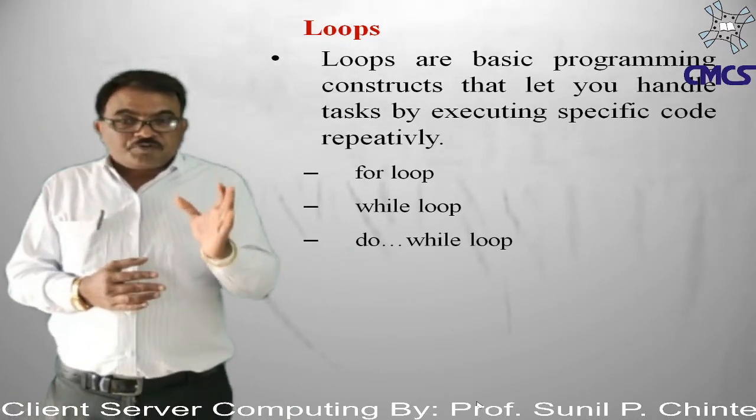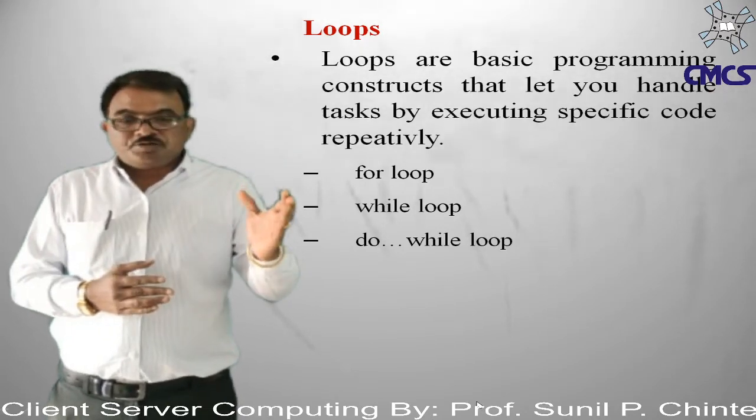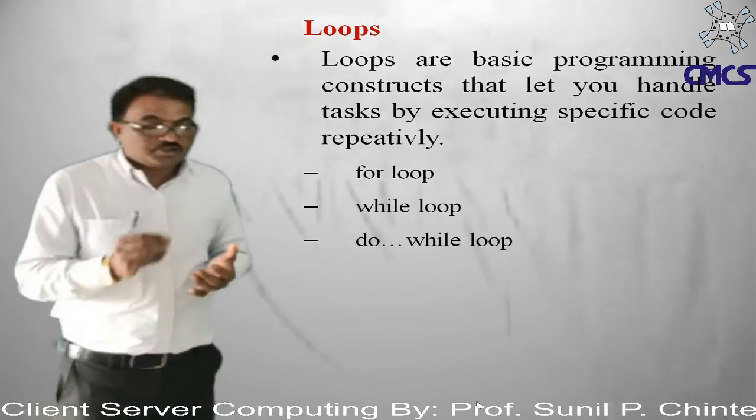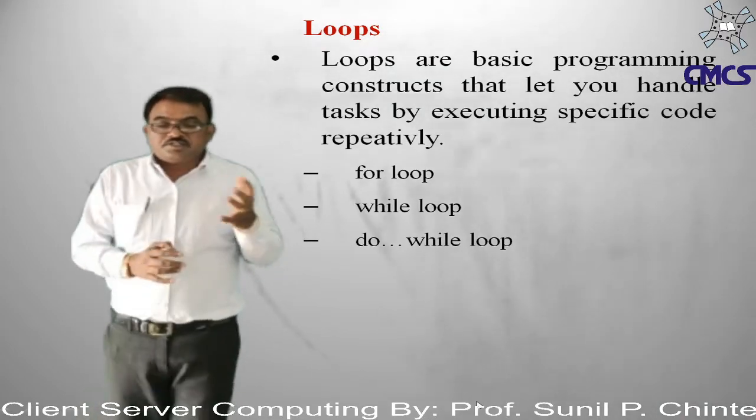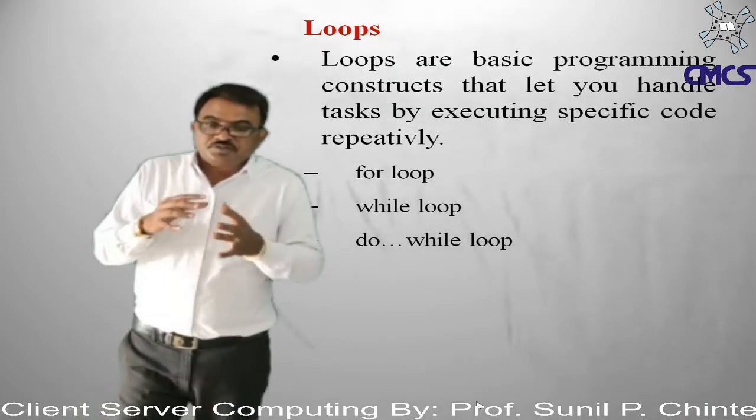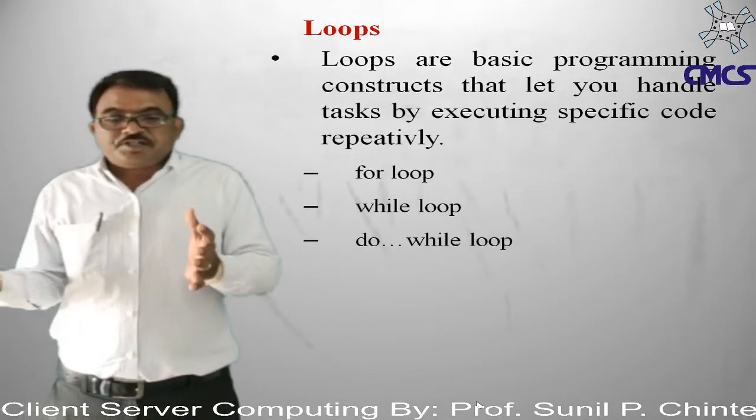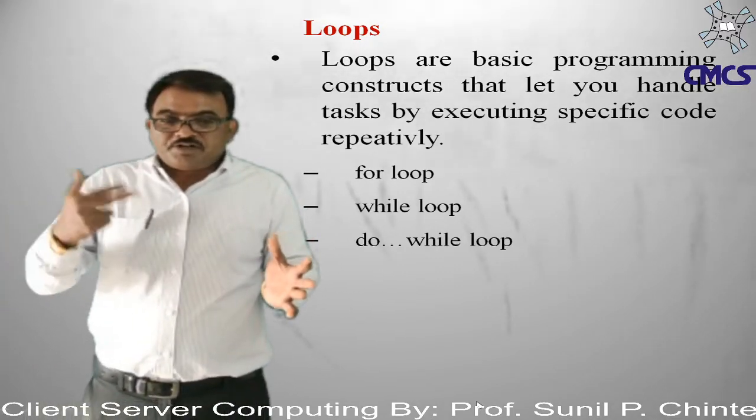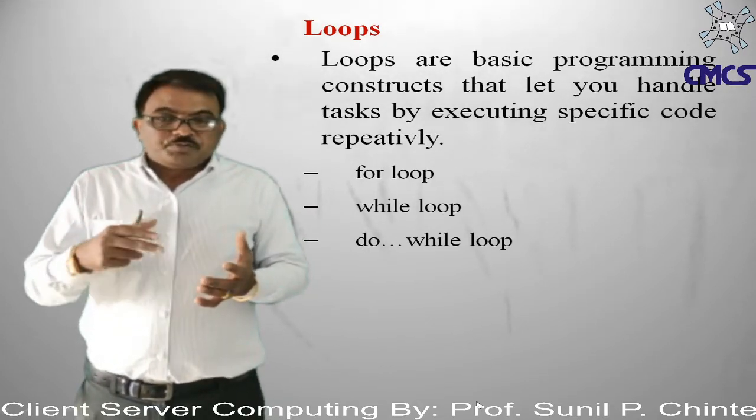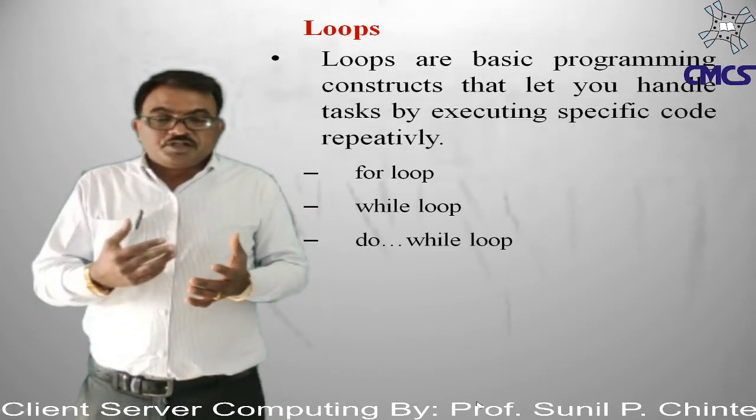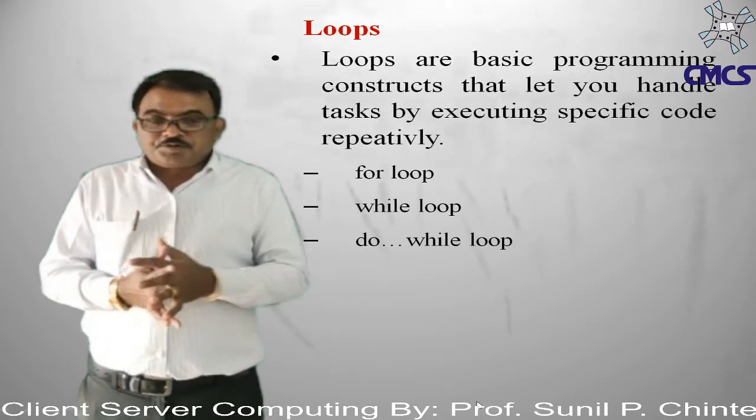Okay, so for and the while loops are the pre-tested loops and the do while is the post-tested loop. Okay, in computer languages, loops are categorized into two: the pre-tested and the post-tested. For and while are the pre-tested loops and the do while is the post-tested loop.